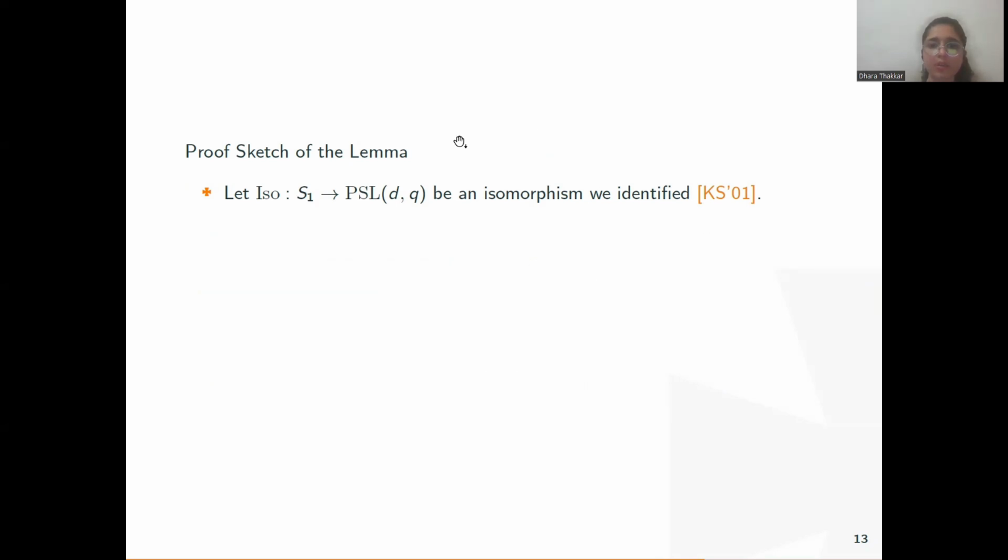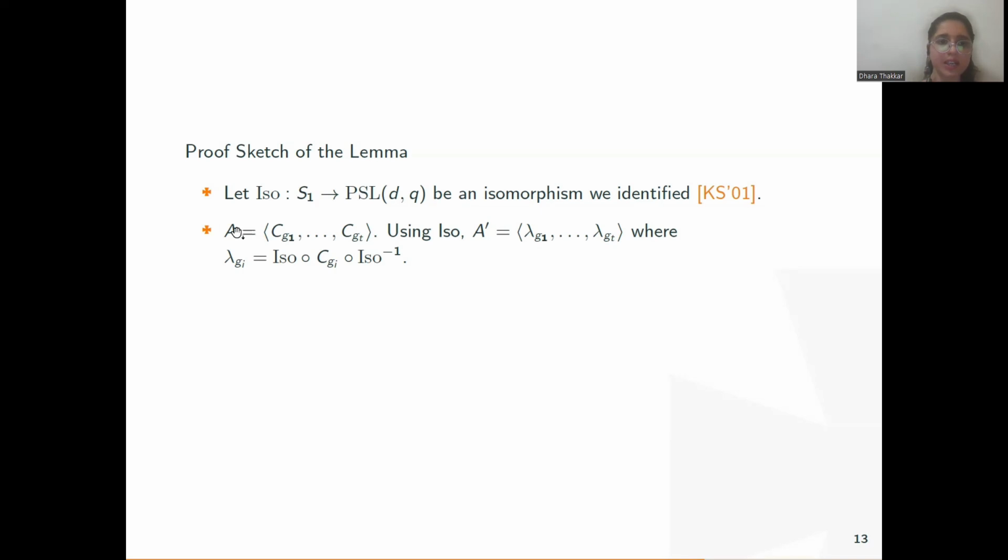As we have seen, suppose from the Cannon-Holt algorithm, we obtain that S1 is isomorphic to PSL(d,q). This algorithm also returns a map from S1 to PSL(d,q), say ISO. Now, A is the image of the conjugation action. So let's say A is a generating set. A could be represented as a generating set CG1 to CGT. Again, we cannot use this generating set in the algorithm, but to understand the proof mathematically, suppose A could be represented as follows.